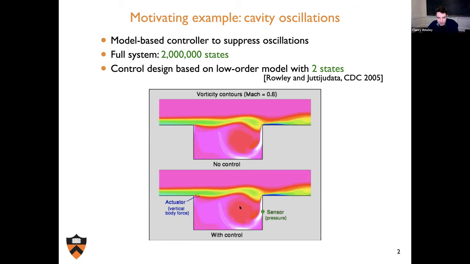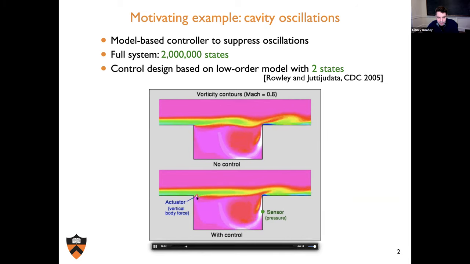So let's play the movie again. And what we were doing, we were sensing the pressure at the back wall here, putting that into our controller, and the controller was providing a signal to an actuator, which here was just a little vertical body force. So if you watch that little circle, you'll see subtle things happening to this flow. So that's our actuation. There's a feedback loop here, and we're able to actually stabilize the shear layer and eliminate these oscillations completely. And it's a pretty low Reynolds number flow, so we were able to do this.